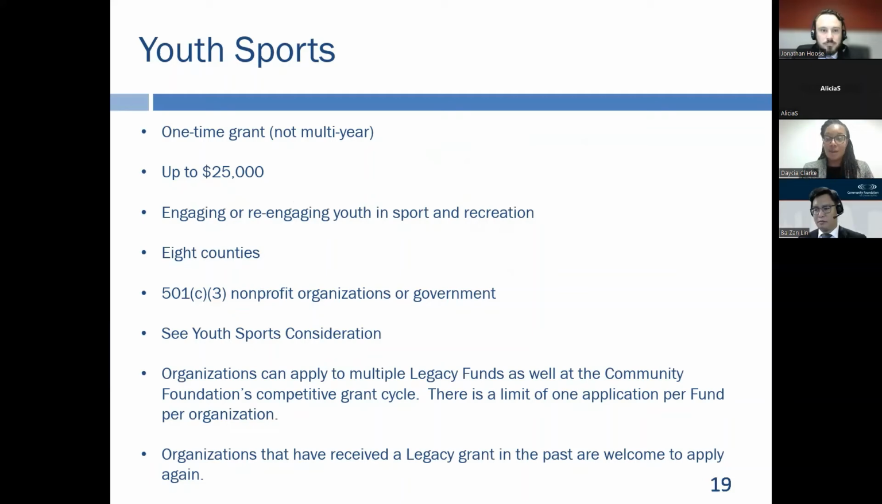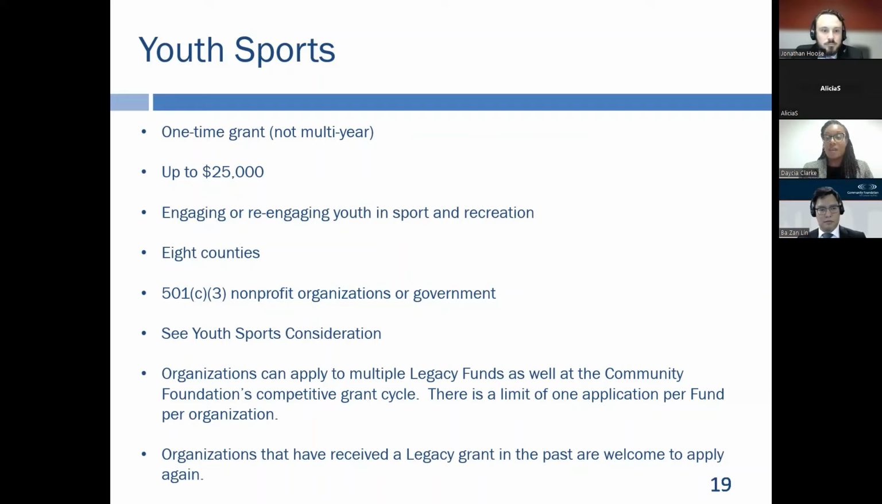Legacy grants have a maximum of $25,000 for youth sports. There is not a set minimum. We do ask that you keep each of the grant requests comparable to your program needs. The intentions behind our youth sport legacy grants are to engage or re-engage youth in sport, recreation, or play who are not previously active. All 8 counties are accessible for grants. That includes Erie, Niagara, Allegany, Cattaraugus, Chautauqua, Genesee, Orleans, and Wyoming.